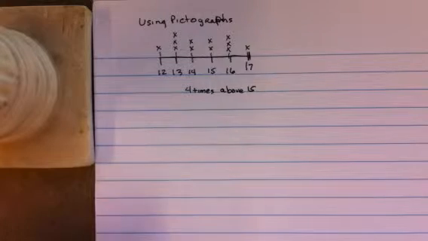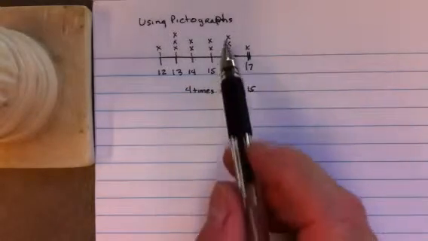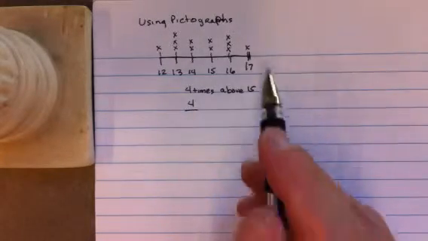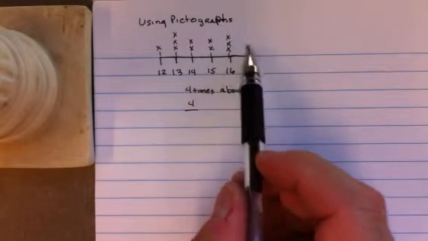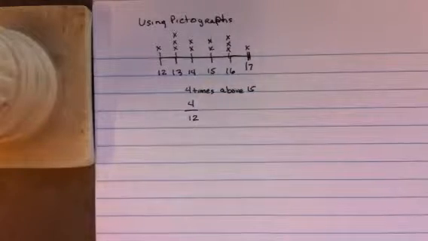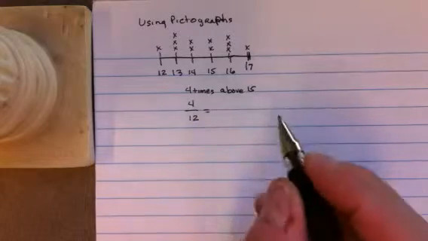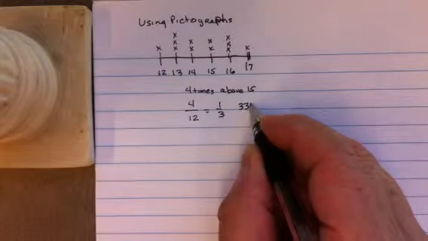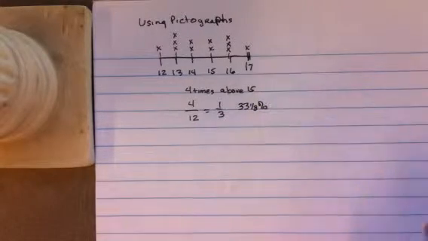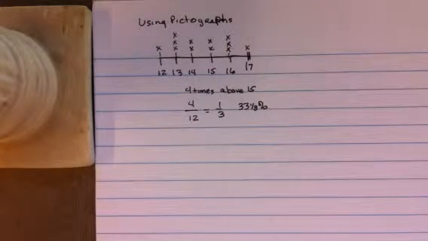We could also ask the question, what percentage of the time does he score above 15? So we have 1, 2, 3, 4, and then we would count them all and see 1, 2, 3, 4, 5, 6, 7, 8, 9, 10, 11, 12. So we had 12 games graphed, and 4 of them were over 15. We could reduce this, and it's 1/3. If we want to change it to a percent, it's 33.33%. So 1/3 of the time, this player is scoring over 15 points.